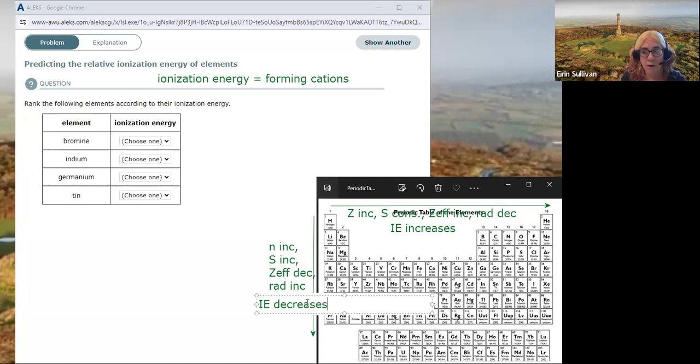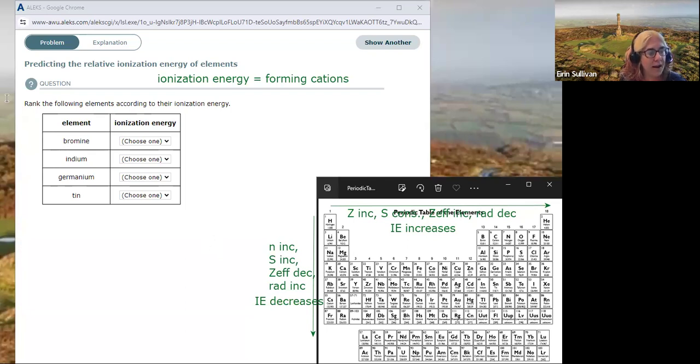Okay, so remember, ionization energy is usually a positive number. So a big positive number means it costs a lot of energy to remove them, and a small ionization energy means it's really easy to remove them. So that explains an increase in reactivity going down group 1.